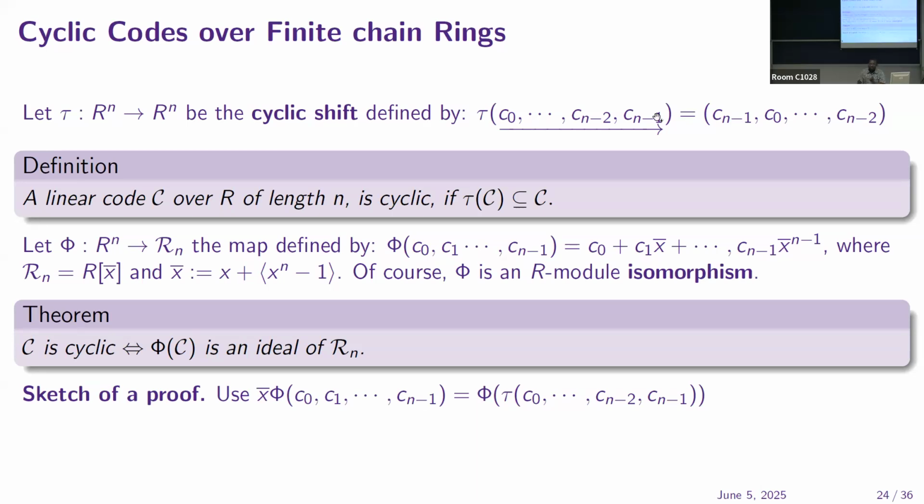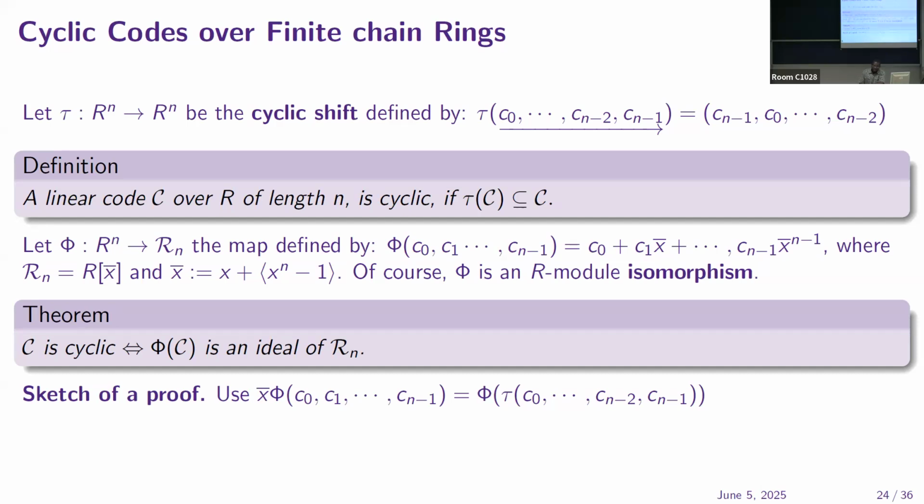If we take the word and shift it, we obtain the word c0 ... cn-2 cn-1. We shift again, we obtain cn-1 c0 ... cn-2. Okay.